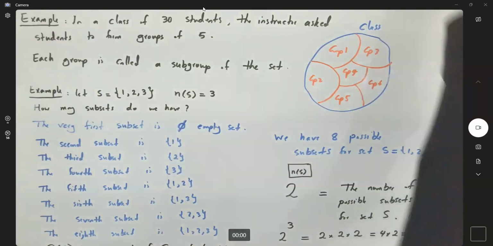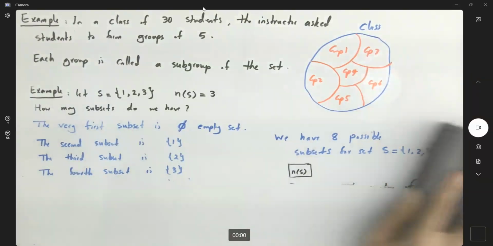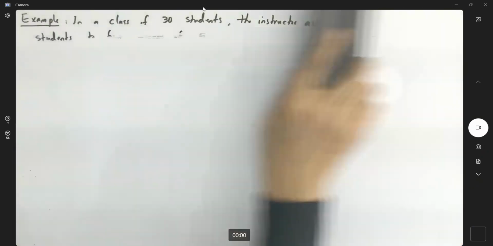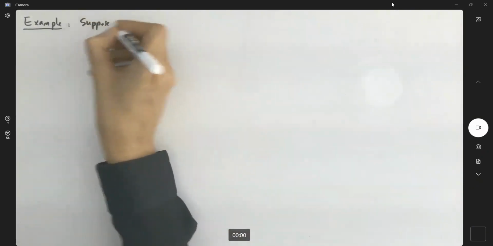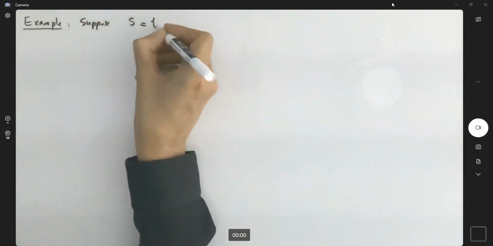Very good. Let us go over another example. Now, suppose we have a set with four members. Okay. Suppose we have a class with four students.